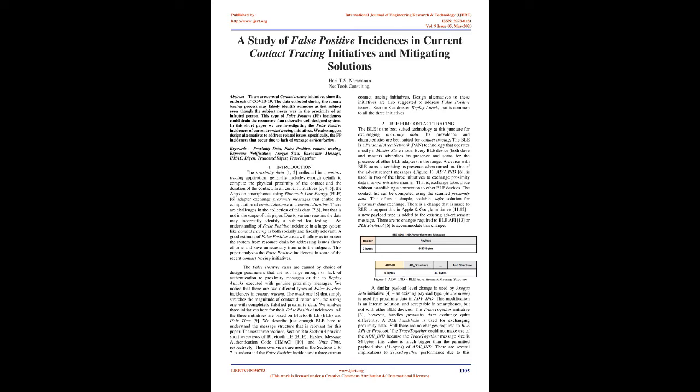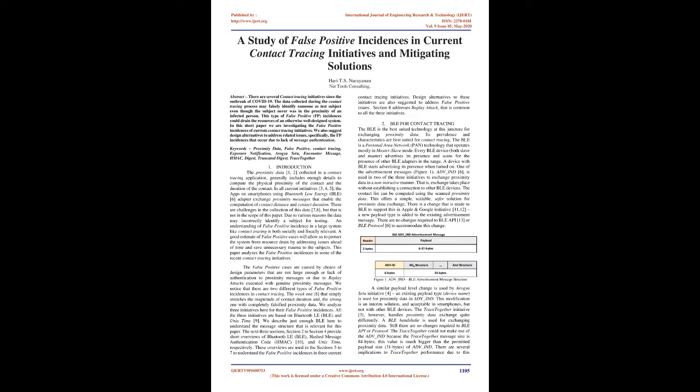In this short paper we are investigating the false positive incidences of current contact tracing initiatives. We also suggest design alternatives to address related issues, specifically, the FP incidences that occur due to lack of message authentication. Keywords: proximity data, false positive, contact tracing, exposure notification, Arogya Setu, encounter message, HMAC, digest, truncated digest, TraceTogether.